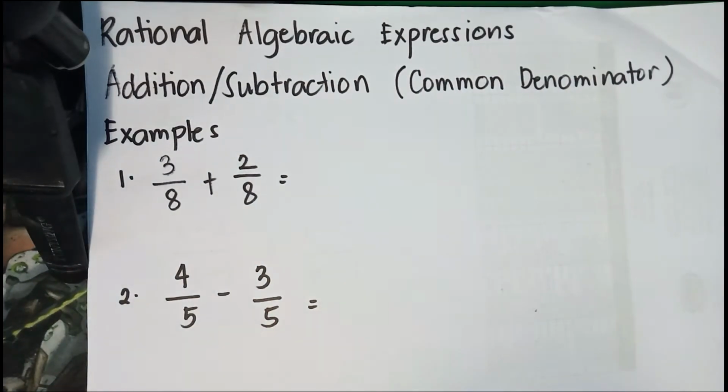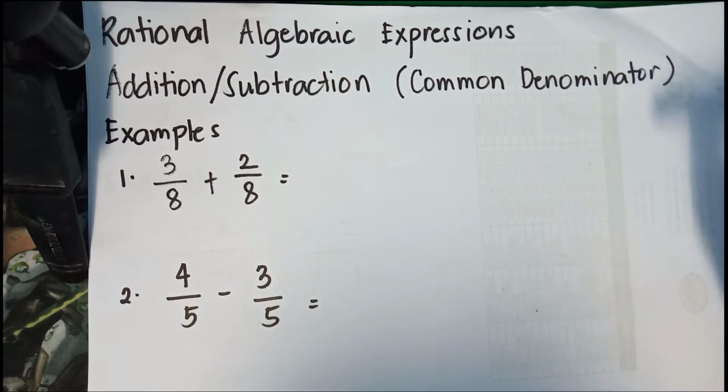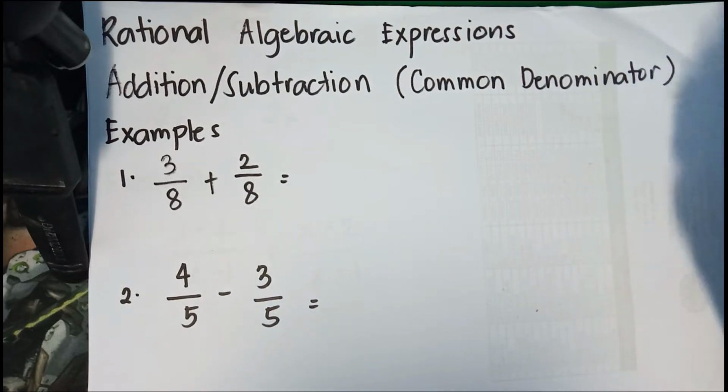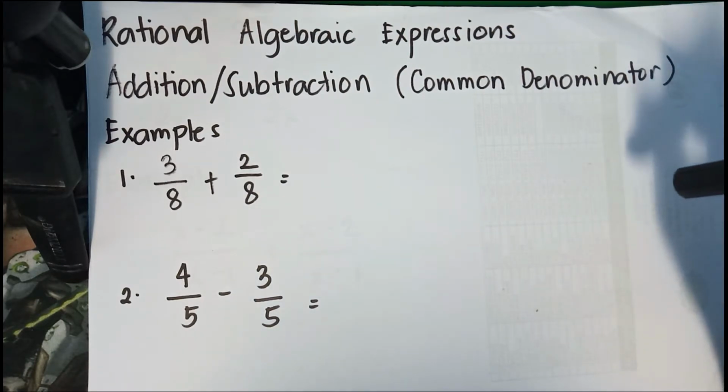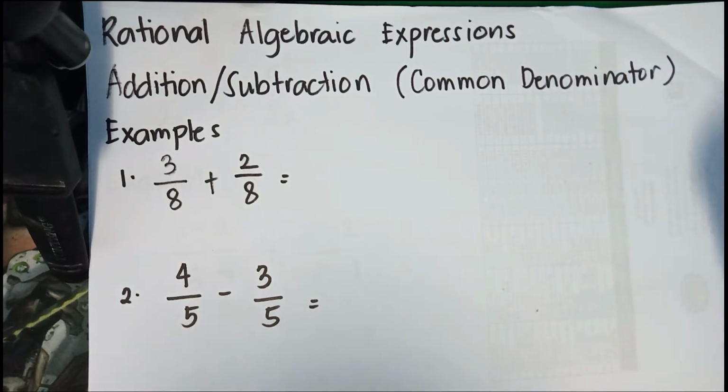We will now proceed with operation of rational algebraic expressions. And the first operation is addition or subtraction of rational algebraic expressions with common denominator. When we are talking about common denominator, they have the same denominator, or sometimes we refer to them as similar fractions. Example number 1.